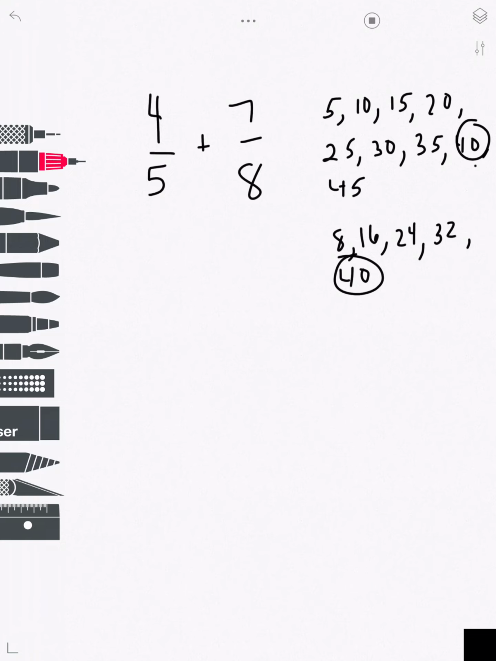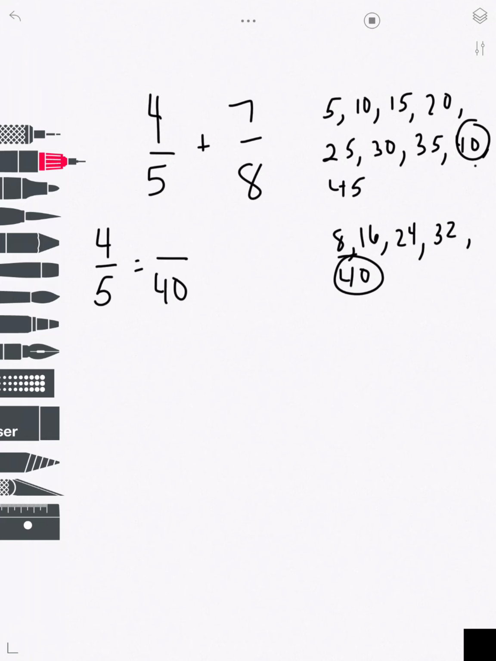Notice that I had to know my 5 facts and I had to know my 8 facts to get there. So that's the first place I needed facts, was to find that lowest common denominator. Now I need to convert my fractions so that they will share that denominator. So to convert a fraction, I need to multiply the numerator and the denominator by the same number.